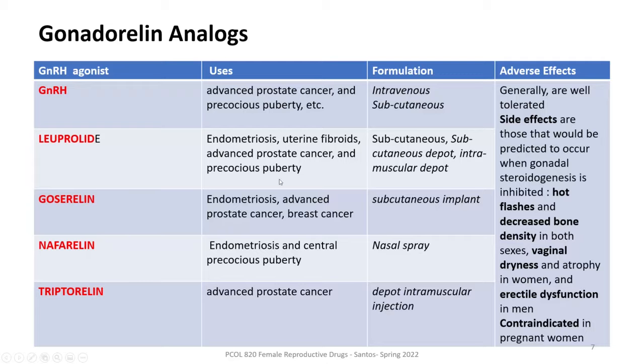The uses for all of them are basically the same, which is prostate cancer, endometriosis, and to treat central precocious puberty. In terms of adverse effects, we see here on the last column, the most important ones will be hot flashes and decreased bone density. You will see this in both sexes, but in women you will see vaginal dryness and atrophy, and in men you will see erectile dysfunction. And those gonadorelin analogs are contraindicated in pregnant women.